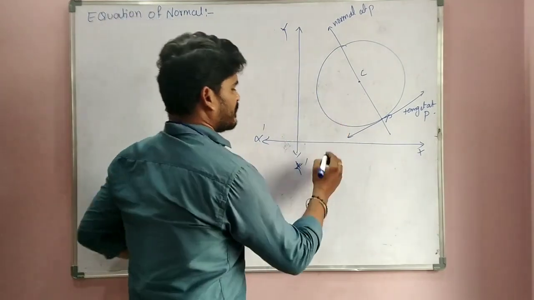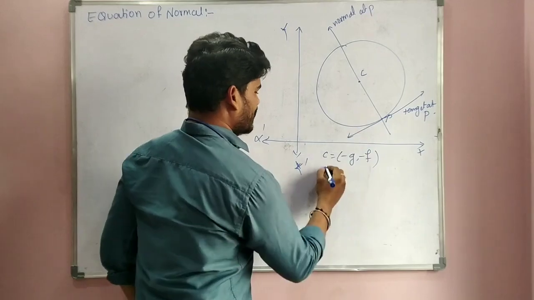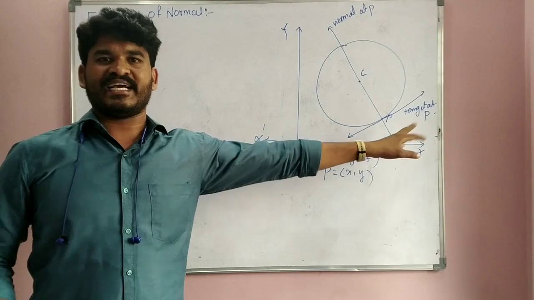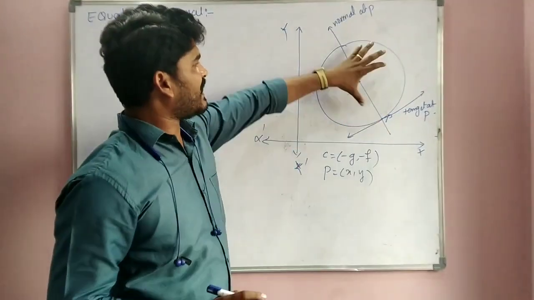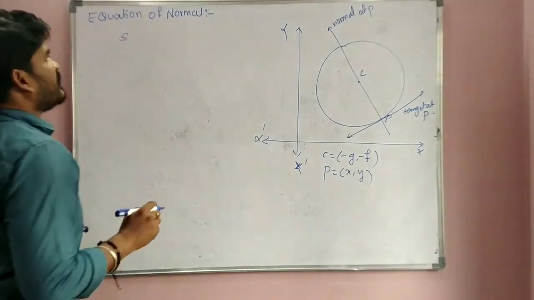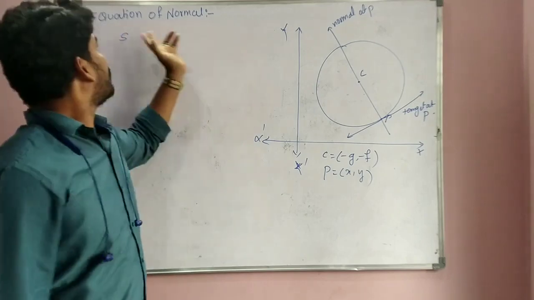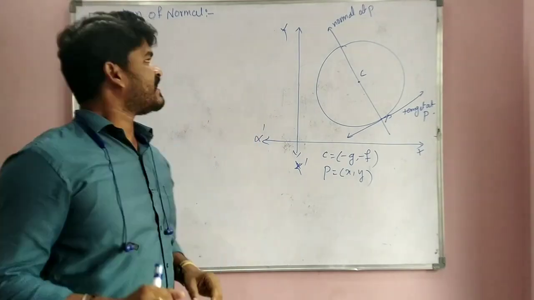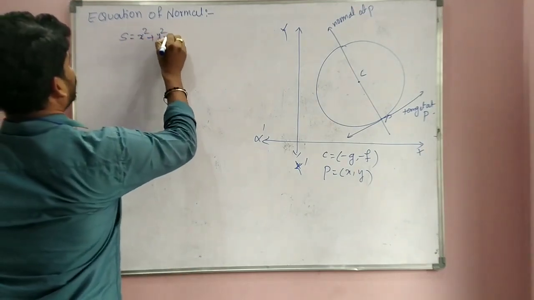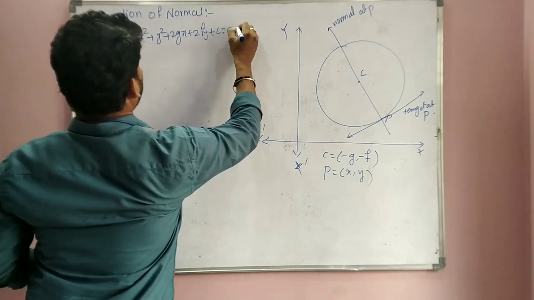Here, from this diagram, the center point is minus g comma minus f. The point P is x comma y. Yes, we know the circle equation. The theorem: the equation of the normal. The equation of the circle S is equal to x square plus y square plus 2gx plus 2fy plus c equal to 0, then P is x comma y.